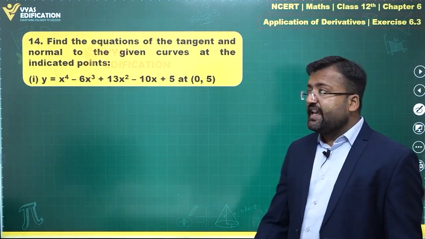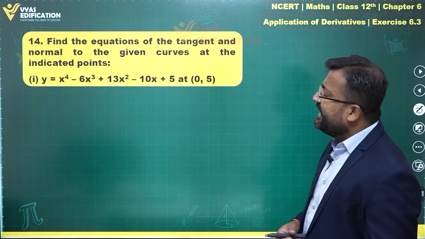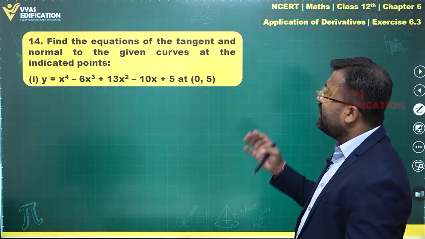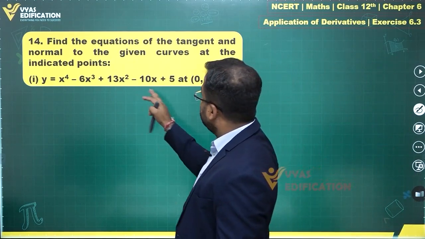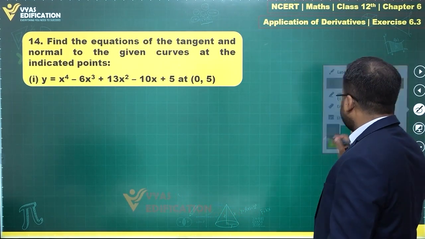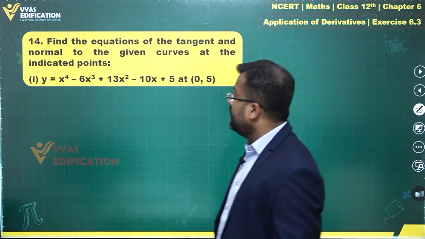Question number 14 says, find the equations of the tangent and normal to the given curves at the indicated points. This question is pretty interesting, has many parts for that matter, and we are supposed to find the equations of tangent and normal to this curve at this particular point. For finding the equation of tangents and normals, we are supposed to begin with finding the derivative. That's what we'll do.